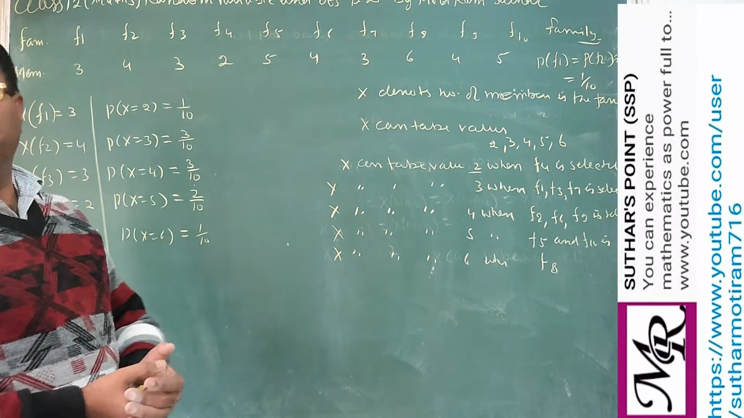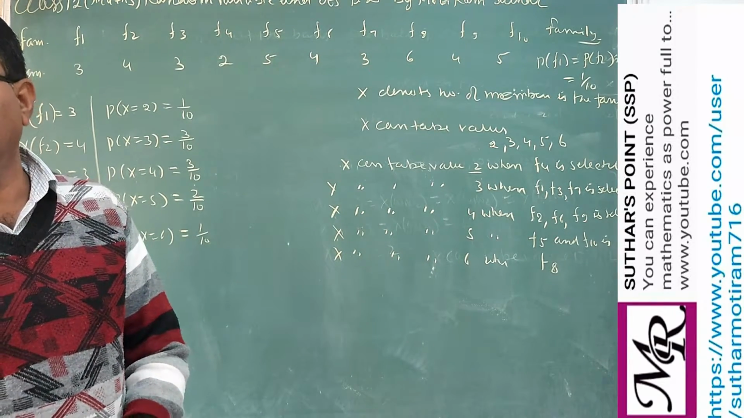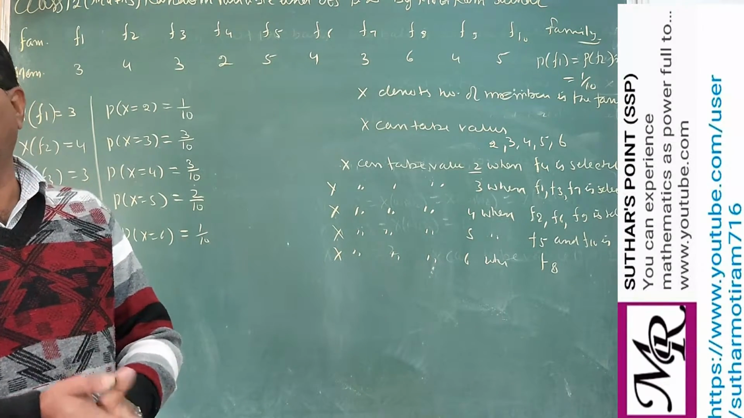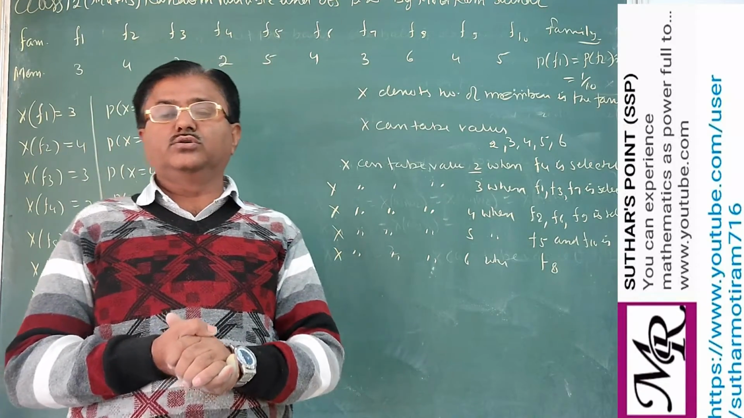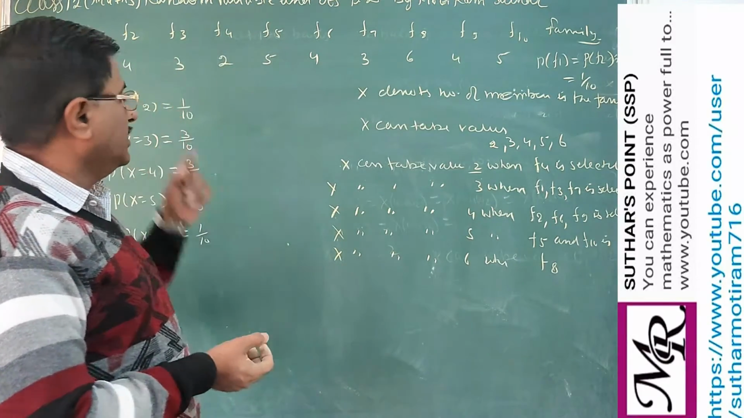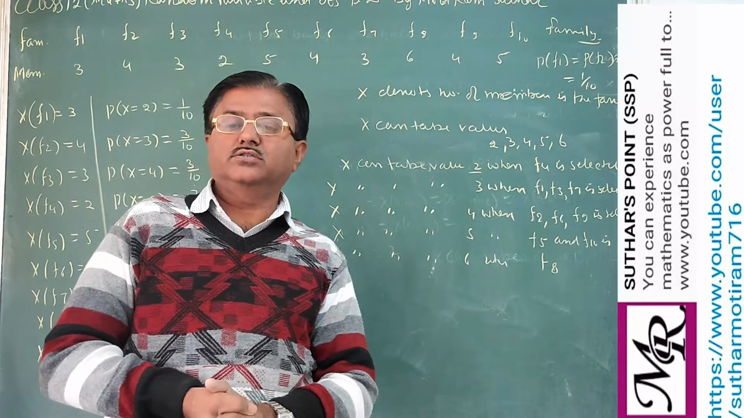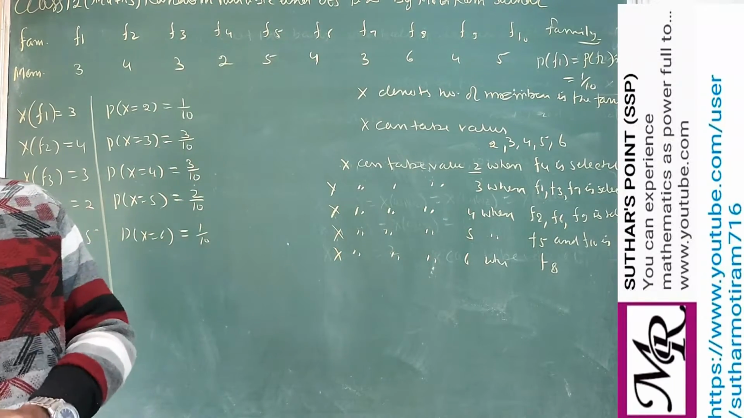So, dear students, we get the probabilities of X taking its values. What is the probability that X can take value 2? That is 1/10. What is the probability that X can take value 3? That is 3/10.